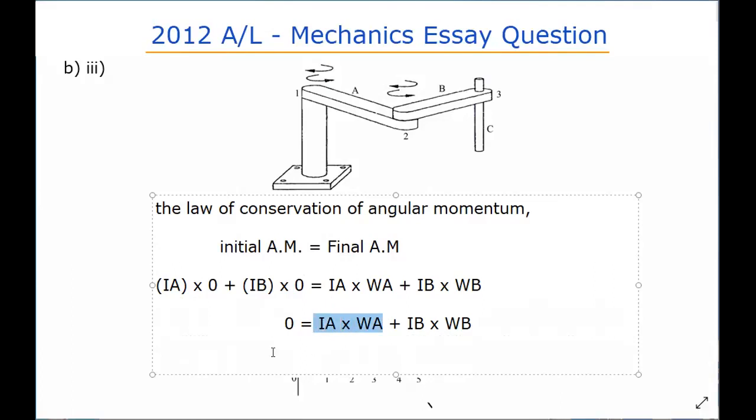Positive minus I_A omega_A on the other side. Yes, again minus I_A omega_A, so it should come to this side with a minus sign. That's it. Equals I_B into omega_B. This minus sign indicates that the rotating directions of A and B are opposite.